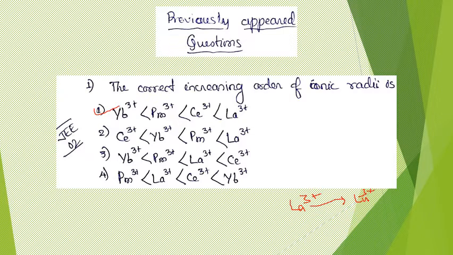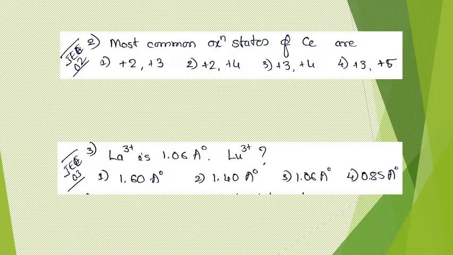Okay, let us go to the next question. The most common oxidation states of cerium are, this we know, +3 is a very common oxidation state shown by all lanthanoids. In addition to that, cerium shows +4 oxidation too, and this +4 oxidation is because of the fact that it can attain f0 configuration, which is stable. Therefore +3 and +4 both are possible for cerium. So option 3 should be the answer for this question. Next one.